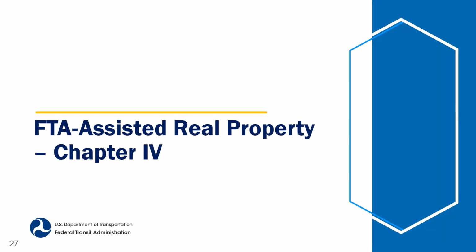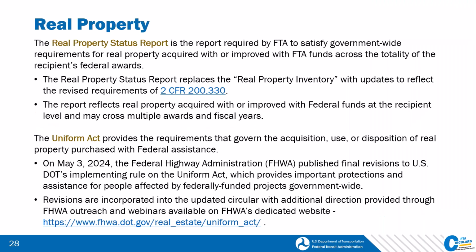We have some general concepts. Let's take a look at federally assisted real property, land, buildings, and related improvements. There are two significant changes regarding real property: the revised Real Property Status Report and revisions under the Uniform Act. The Real Property Status Report replaces the Real Property Inventory to satisfy government requirements of 2 CFR 200.330 for real property acquired with or improved with FTA funds across the totality of the recipient's federal awards.